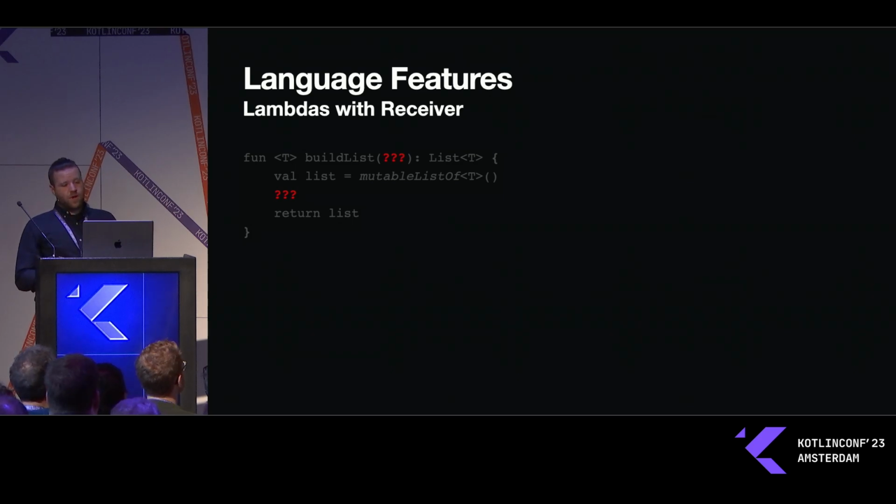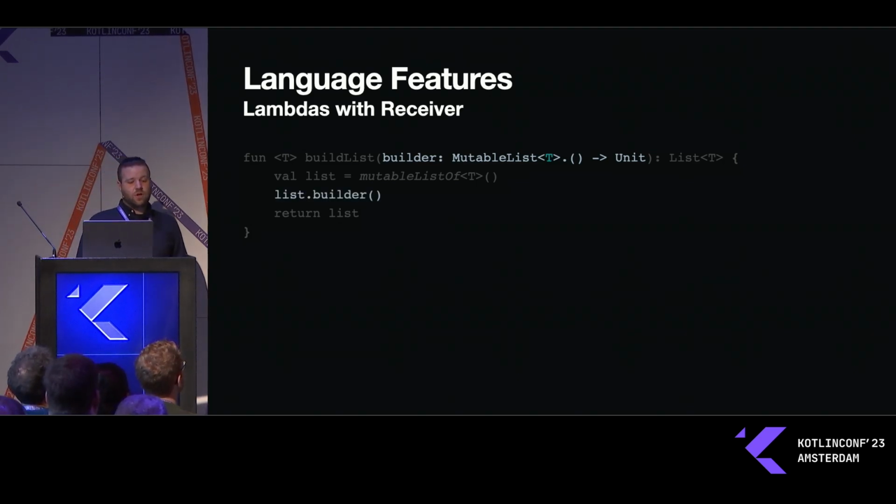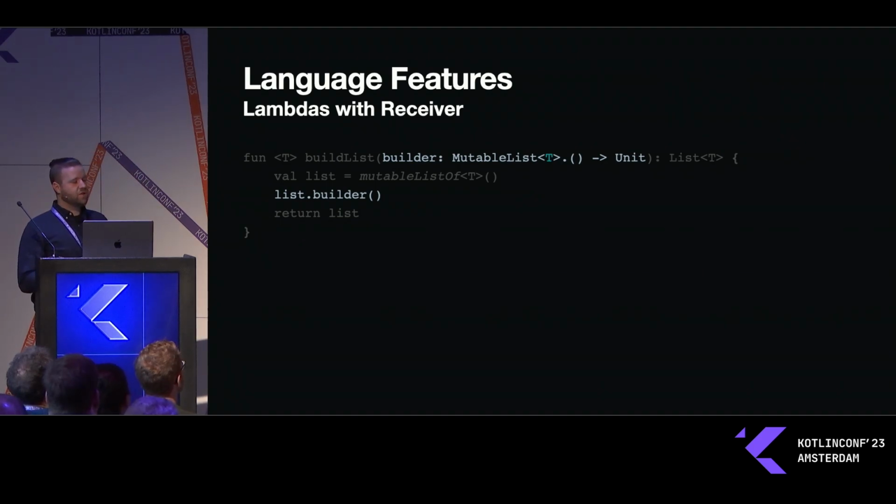Again, what are these parameters though? For the lambda, we have this notation for defining a lambda with receiver, where we can use that same extension function form where the type is now to the left of the parentheses separated by a dot, and then we have some return value. To call this function, we can just say list.builder because it is just an extension function or a lambda with receiver. We can just call it like it was some function already on a mutable list.